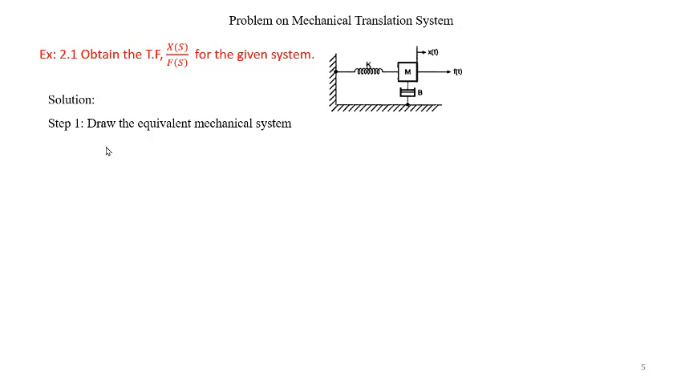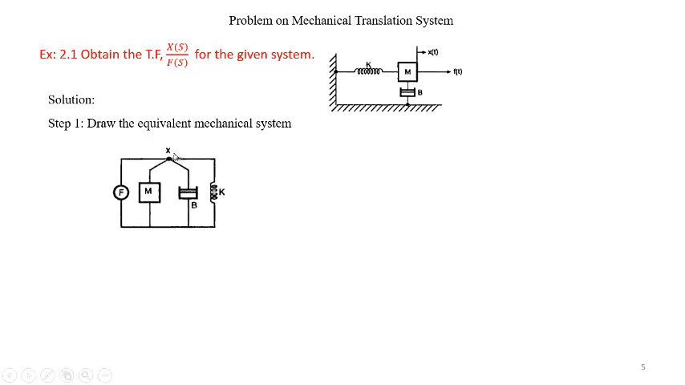Mechanical system can be shown by nodal method. This nodal method is an easy method to arrive at a mathematical model. The total number of nodes will be equal to the total number of displacements. Here we are having one displacement, that is x of t. Hence we will be having one node. That node will be x node. Let's see how the equivalent mechanical system will be. This is the equivalent mechanical system.